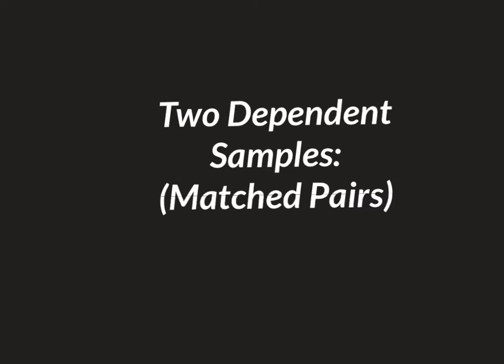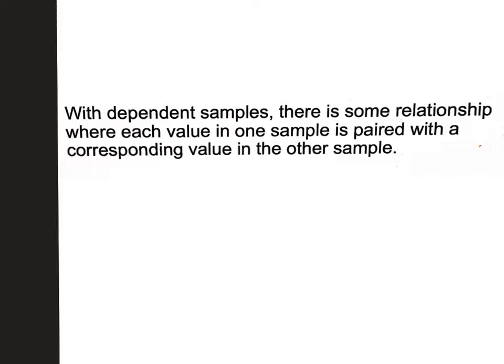All right, guys, starting a new section today. Two dependent samples are matched pairs. Still doing mu and means, but they're going to be dependent. Last week we did independent. Now we're starting dependent, where there are pairs that are matched together. There is some relationship between the pairs.